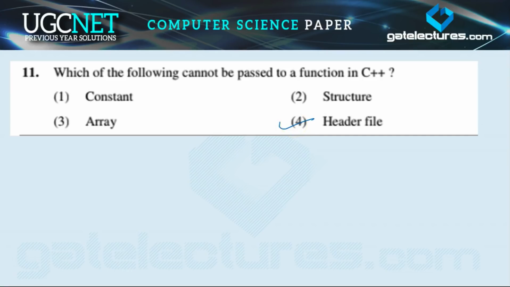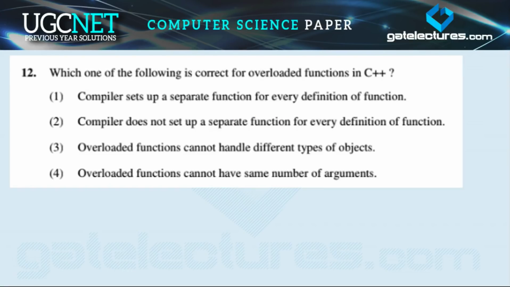So it's very simple. Now question number 12 is, which one of the following is correct for overloaded functions in C++? Option 1 is compiler sets up a separate function for every definition of function. Option 2 is compiler does not set up a separate function for every definition of function. Third is overloaded functions cannot handle different types of objects. And the fourth one is overloaded functions cannot have the same number of arguments.